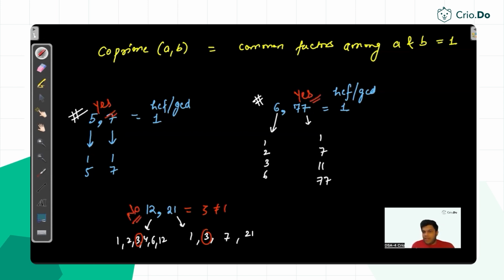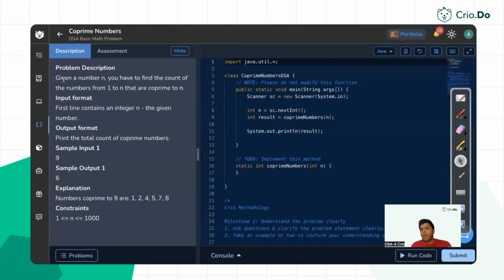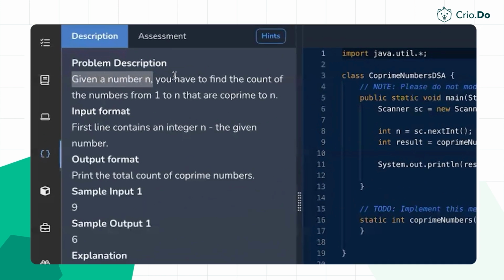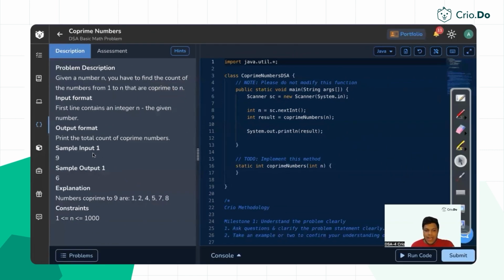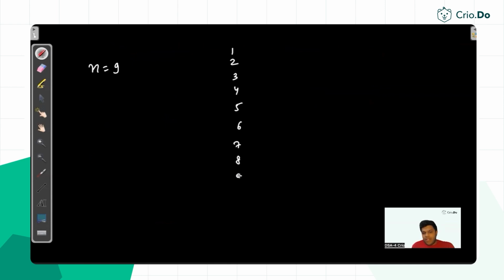Now that we know the definition of co-prime numbers, let's come back to the problem. We are given a number n. We have to find the count of numbers from 1 to n which are co-prime to n. That is, let's take 9 as an input. If n is 9, we have to find how many numbers in the range 1 till 9 are co-prime with 9 itself.